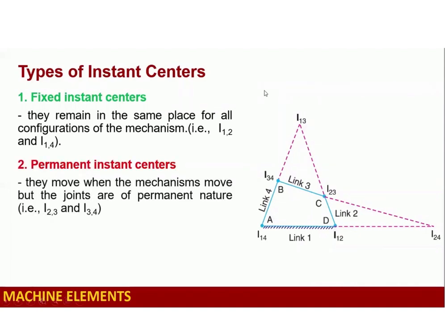The next one is what we call the permanent instant centers. So unlike the fixed instant centers, our permanent instant centers move when the mechanisms move, but the joints are of permanent nature. I23 and I34 are permanent instant centers. As you can see, even when link 4 and link 2 move, these joints are of permanent nature. Thus, they are permanent instant centers.